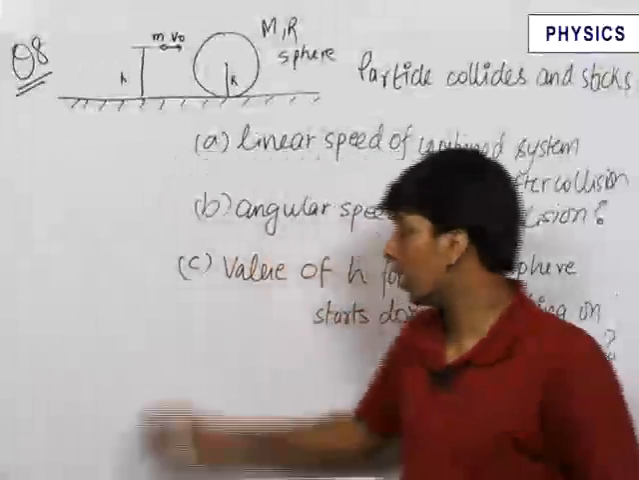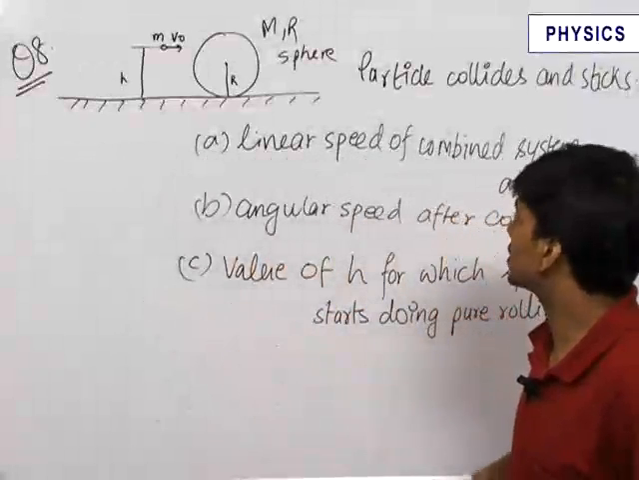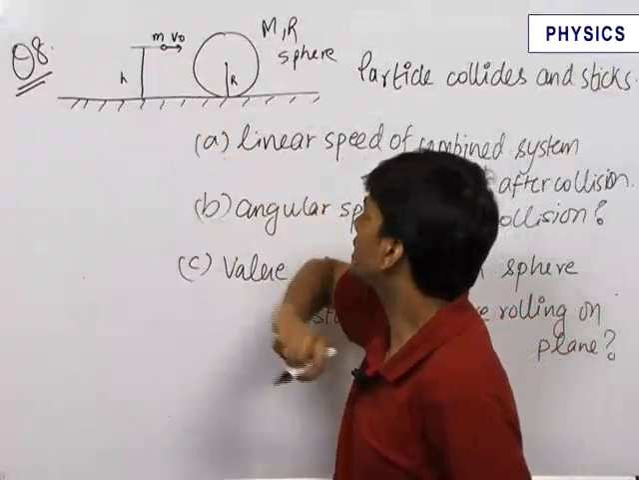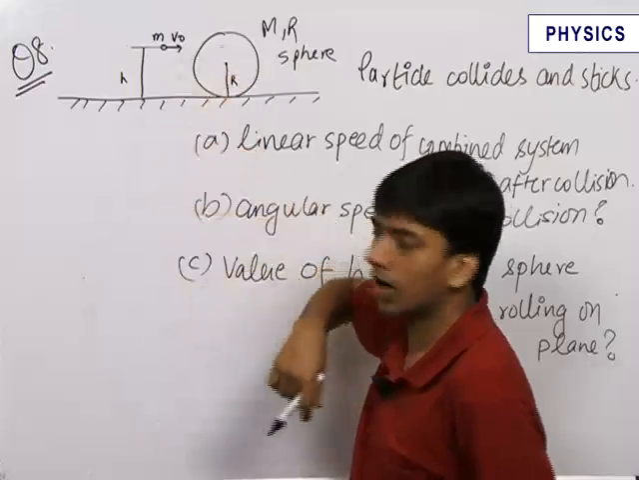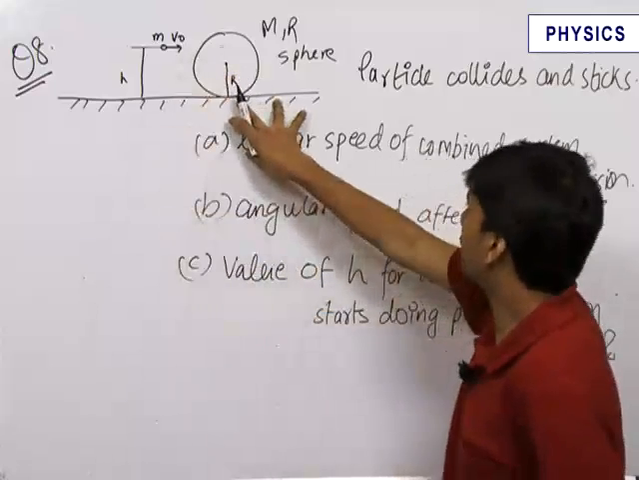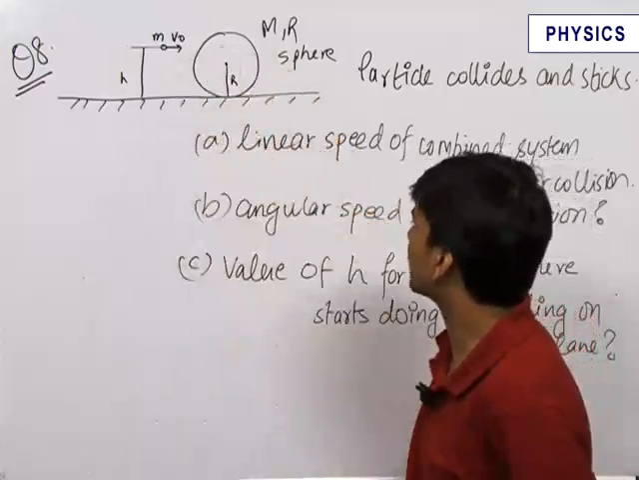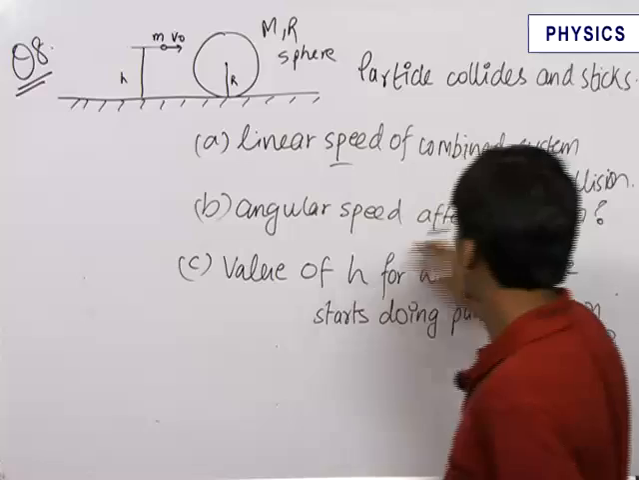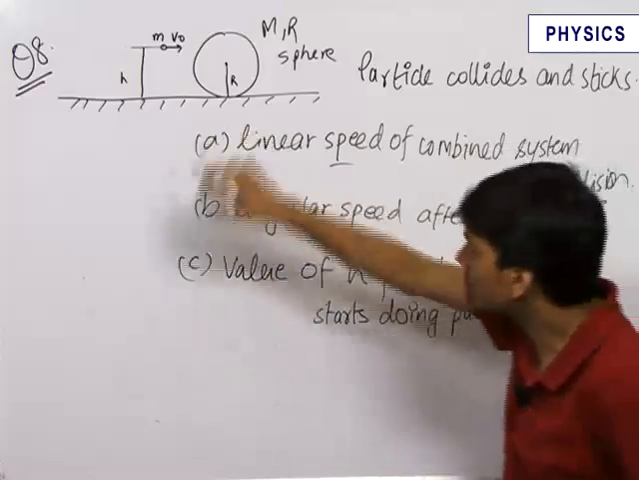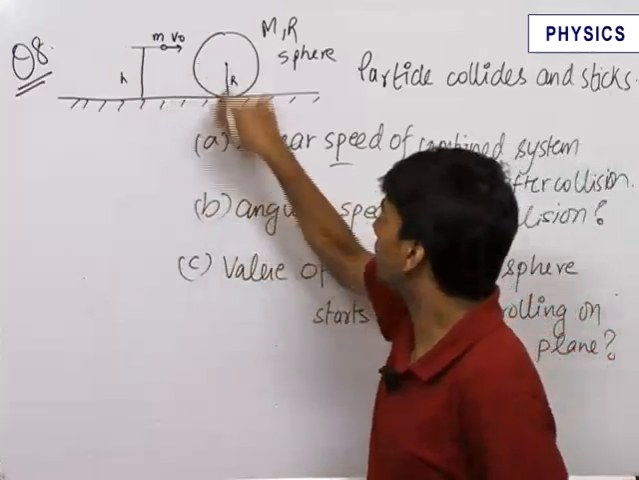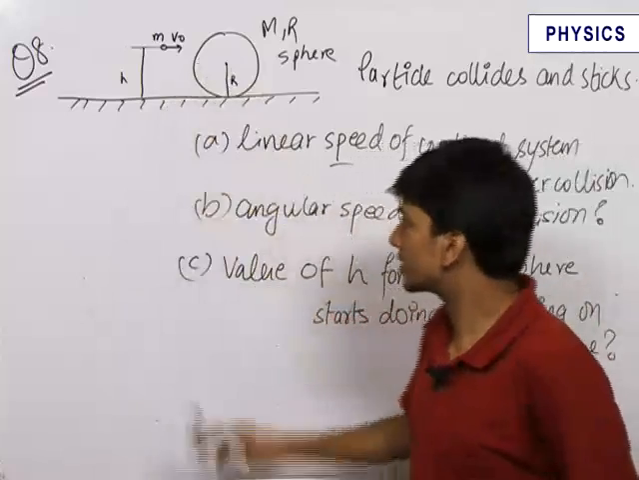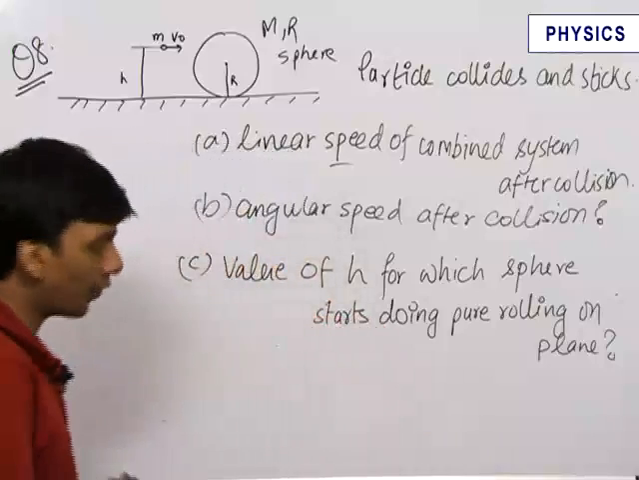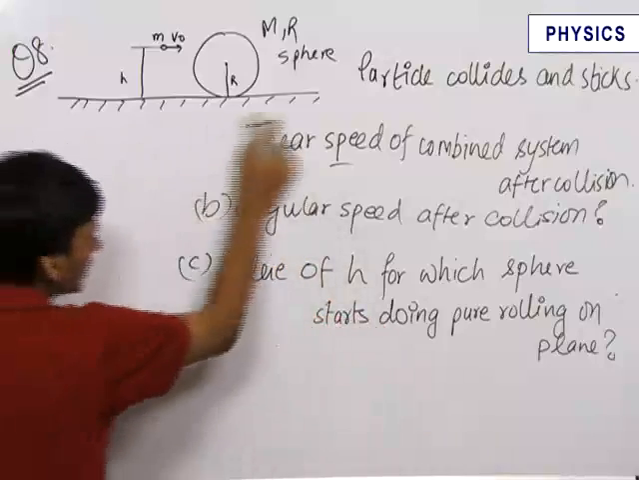So here's the question of collision and rotational motion. A particle of small mass m with initial velocity v0 comes and strikes this solid sphere of radius r and mass M and sticks to it. We need to find the linear speed of the combined system after collision, the angular speed, and the value of h for which the solid sphere along with the particle starts doing pure rolling after collision on the plane. Let us solve the first part first.